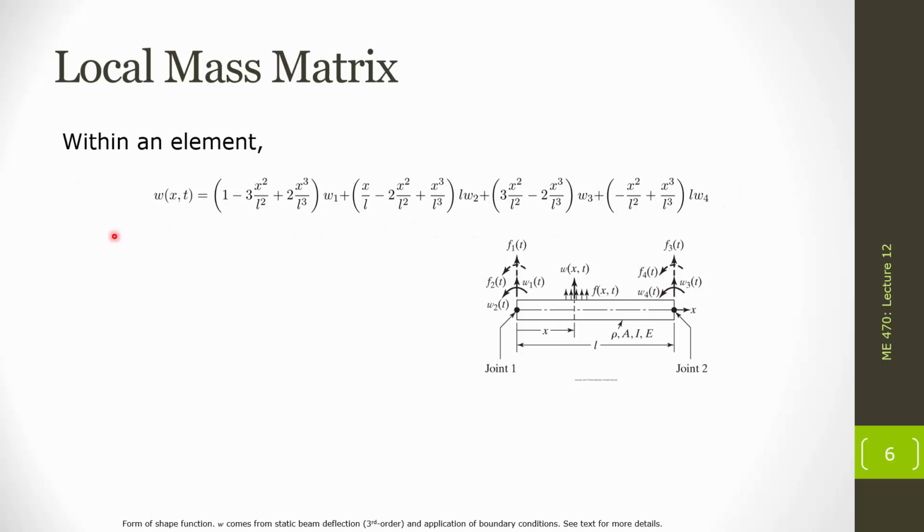We're also going to have a different shape function than we saw for the axial problems. And I won't get into detail of where this shape function is coming from, but its form is coming from static beam deflection that applies continuous boundary conditions. The textbook has more detail of where this shape function is coming from. However, for different types of problems, you might want to use different shape functions.